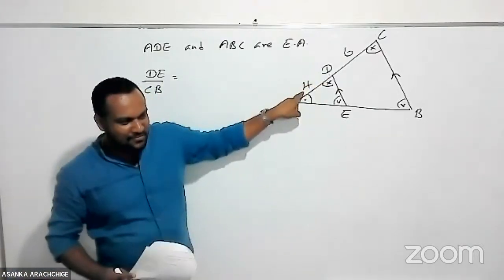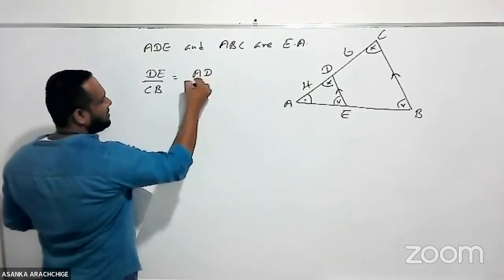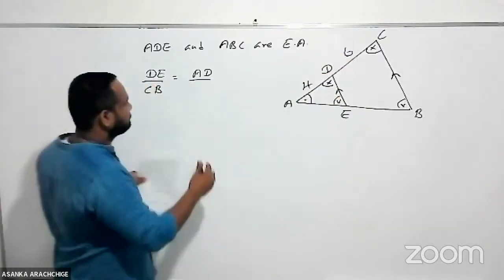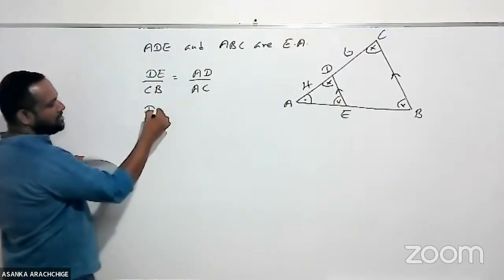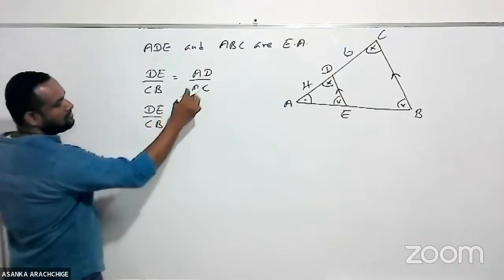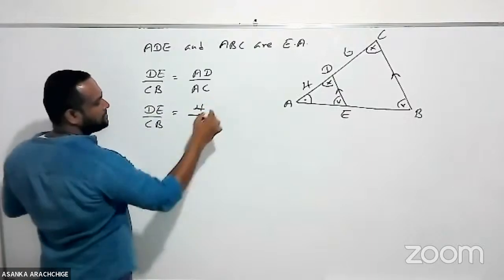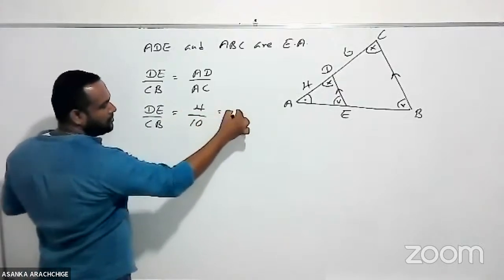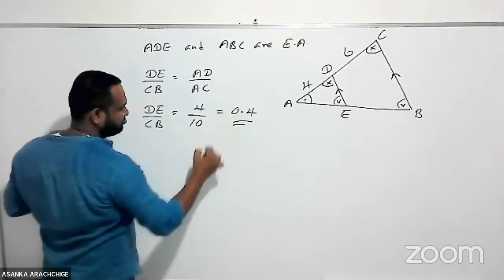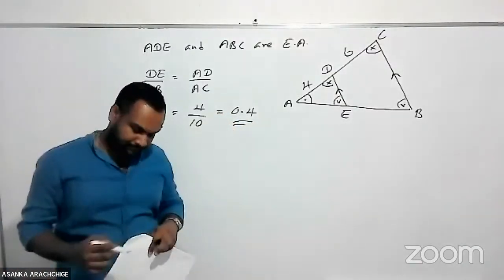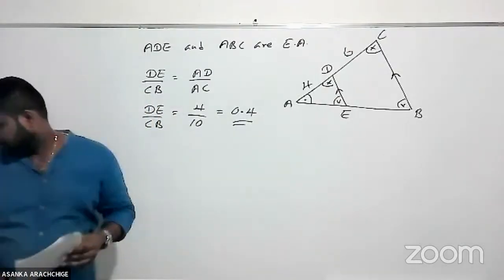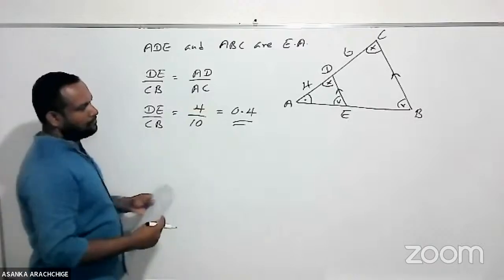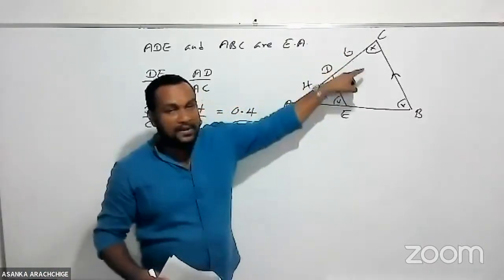AB, which is 4. Then what is the side corresponding to AD in the larger one? AC. Therefore, DE upon CB equals 4 upon 6 plus 4, 10. Answer: either 4 upon 10 or 2 upon 5 or 0.4. Understood? AB is 4, AC is 4 plus 6, 10.